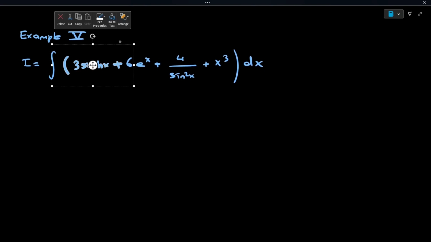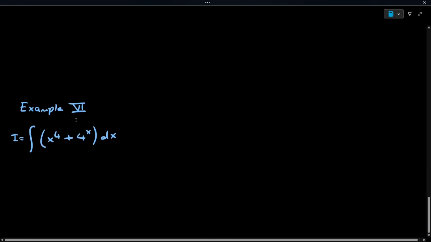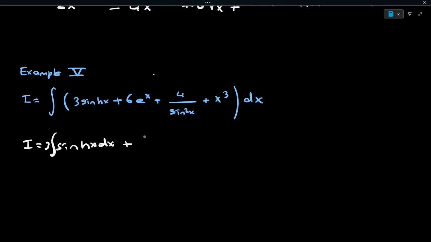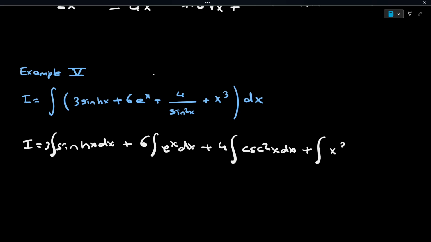Example number 5. Is it last one? No, we have 6. Okay. Example number 5. I start with separating the functions: 3 integral sinh x dx plus 6 integral e to the x dx plus 4 integral, I don't like seeing 1 over sine squared x. I will write cosecant squared of x dx plus integral x cubed dx.